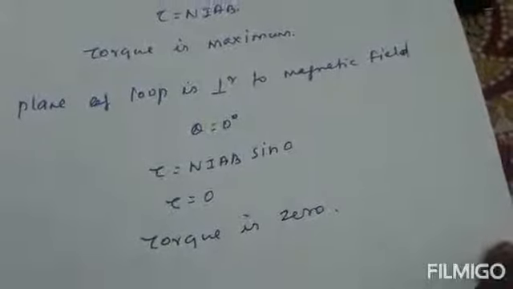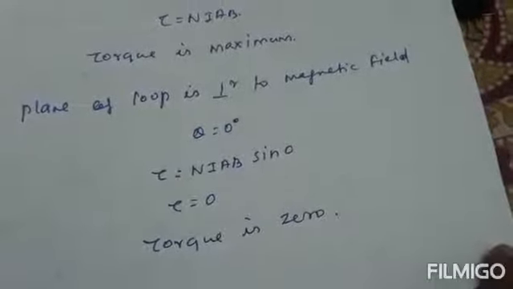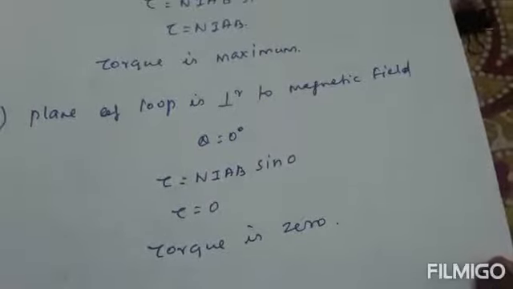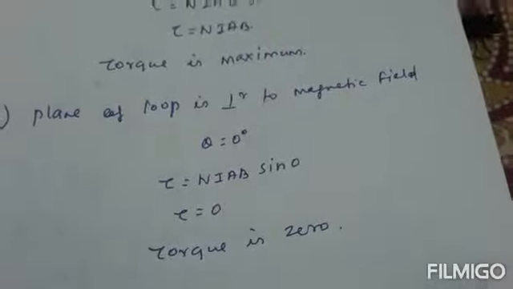So we have found the torque experienced by a current loop in a uniform magnetic field and its special cases.